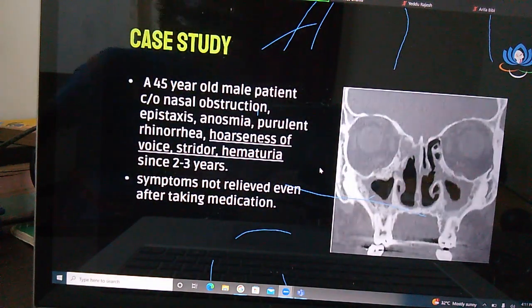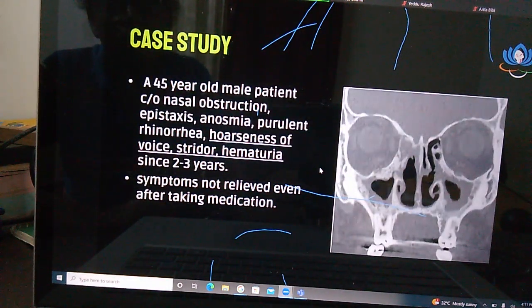Okay, yeah. So this is another case, a 45-year-old male patient with nasal obstruction, epistaxis, anosmia, purulent rhinorrhea, hoarseness of voice, stridor, hematuria since 2 to 3 years, and the symptoms not relieved even after taking medication for rhinosinusitis. Again, you see here mucosal hypertrophy in the sinuses, and you see a lot of reaction in the surrounding bone. Okay, you see a lot of hyperostosis and sclerosis in the bone.